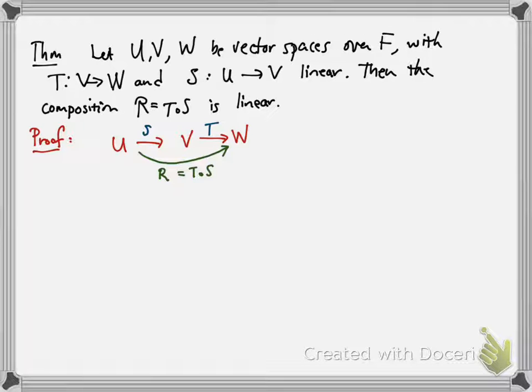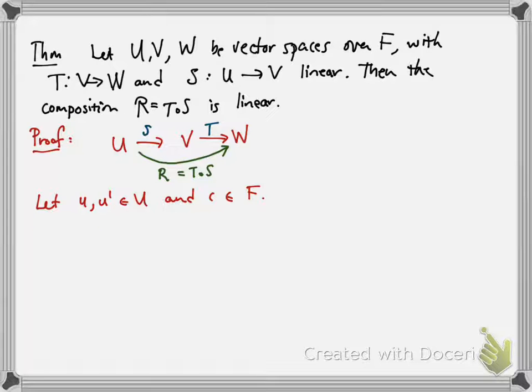Well, we have this diagram of maps and spaces. S goes from U to V, T goes from V to W, and in green here I've written the composition T of S, which goes from U to W. And that composition is what I want to show is a linear transformation.